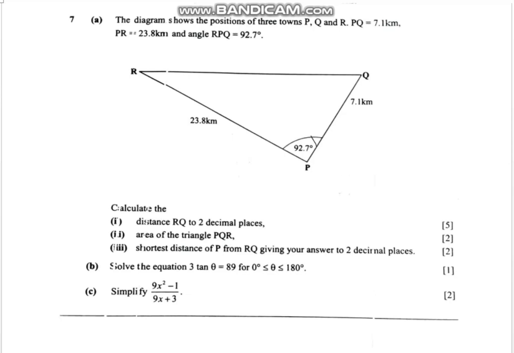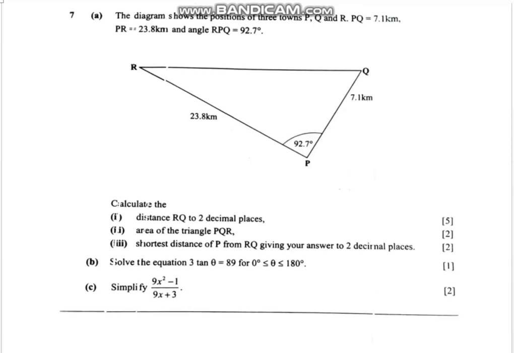Hello everyone, let us work out question 7 coming from a 2023 grade 12 external math paper 2. So this question has got 3 parts and it is carrying 12 marks. Part A reads, the diagram shows the positions of 3 towns P, Q and R. PQ is equal to 7.1 kilometers, PR is equal to 23.8 kilometers, and angle RPQ is equal to 92.7 degrees.